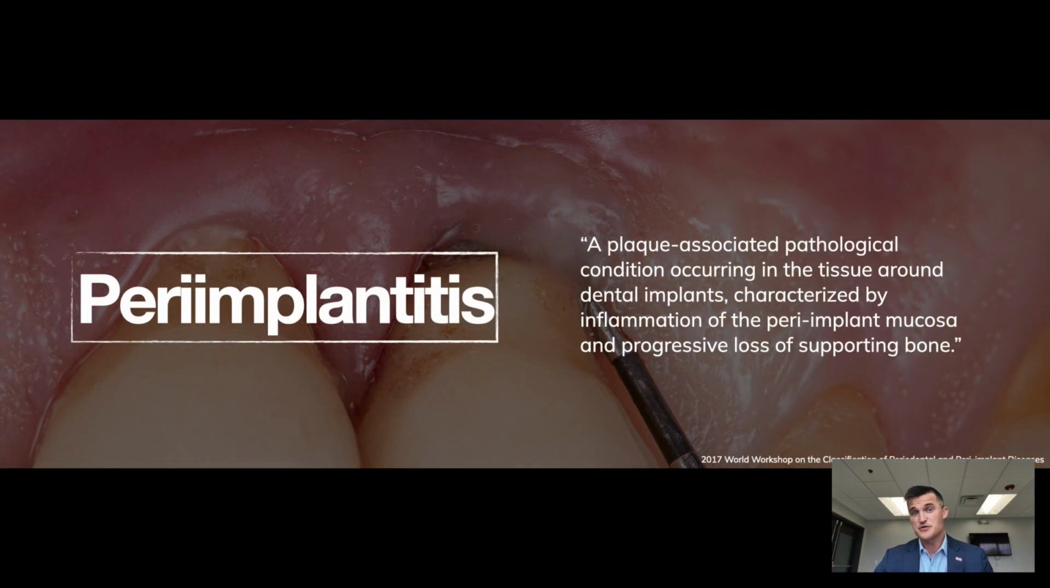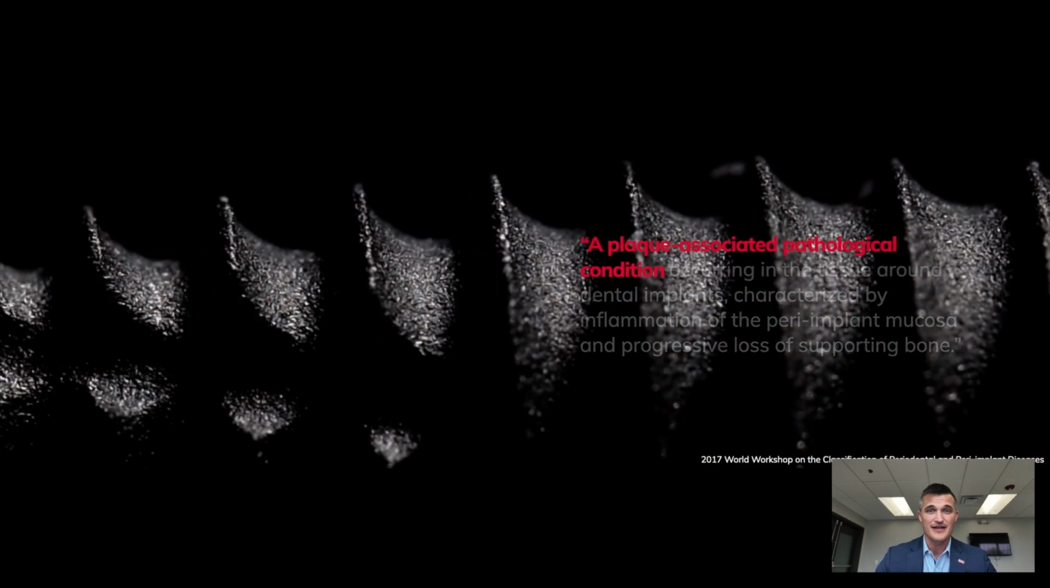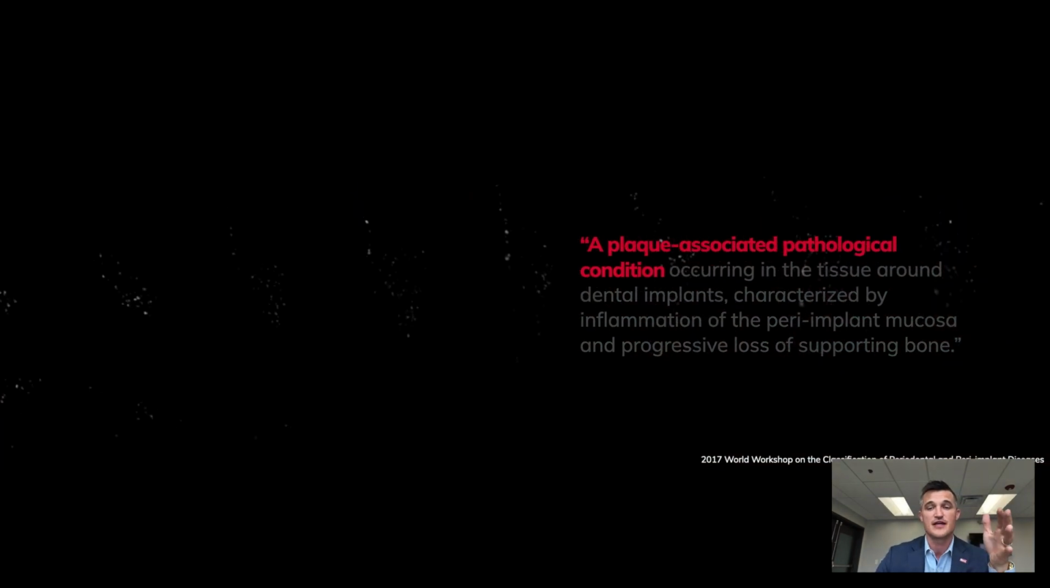So outside of the clinic, our definition of peri-implantitis, according to the World Workshop, is a plaque-associated pathological condition occurring in the tissues around dental implants characterized by inflammation of the peri-implant mucosa and progressive loss of supporting bone. And really what I want to highlight here is that this is a plaque-associated condition.